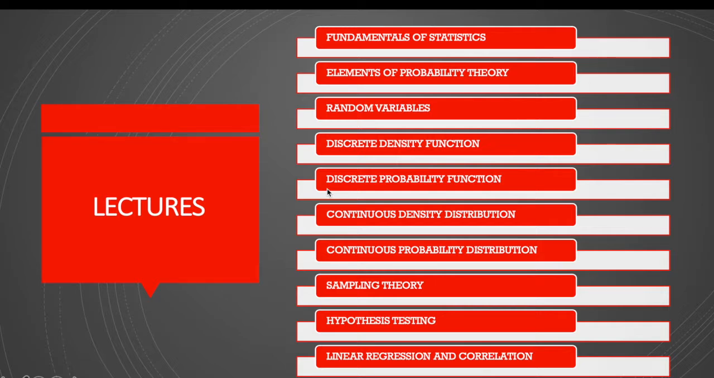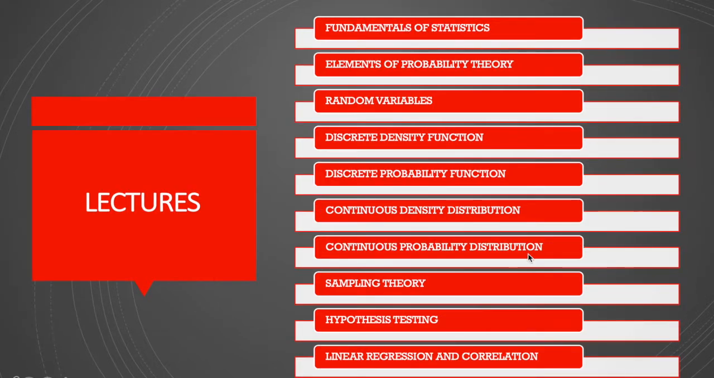Follows by discrete probability functions. Okay, moving on, we have continuous density distributions, followed by continuous probability distributions, as well as sampling theory, hypothesis testing, and linear regressions and correlations. So basically, these are the topics that we covered in this semester.